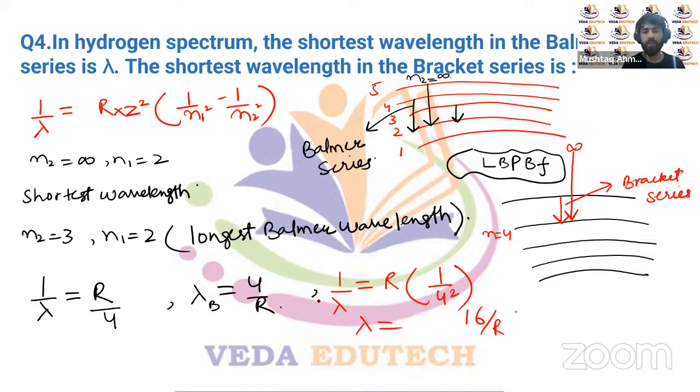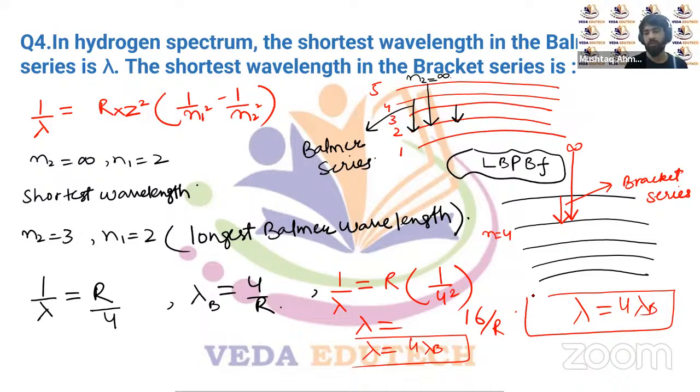Since 4 upon R is lambda B, lambda will be equal to 4 times lambda B. So the Brackett series will have the shortest wavelength 4 times that of the Balmer series. That's how we can solve this question, for the shortest and the longest wavelength as well. For the longest wavelength of the Brackett series, n2 has to be equal to 5.